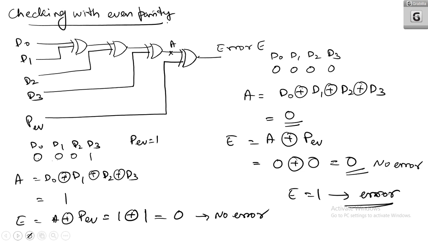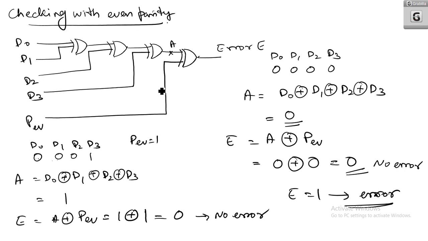Now coming to even parity. If even parity is there, what should we get? Your error E should be equal to 0 if there is no error, and E equal to 1 means that there is an error. So what is A? A is D0 XOR D1 XOR D2 XOR D3. That is at the point A, and you are XORing it with the even parity.